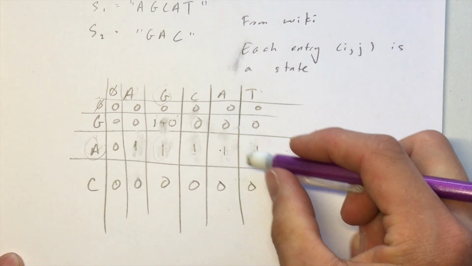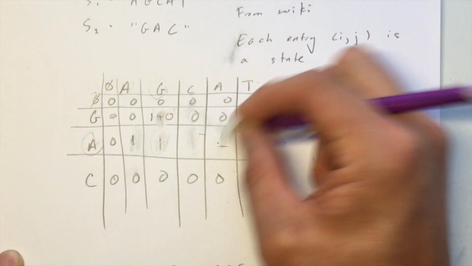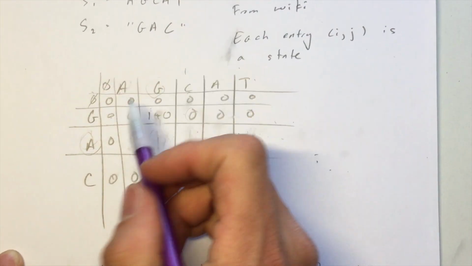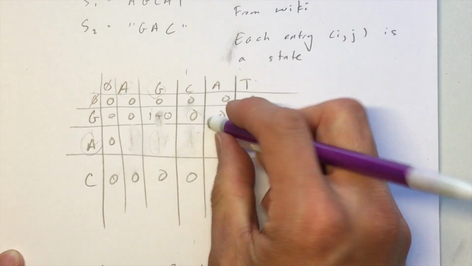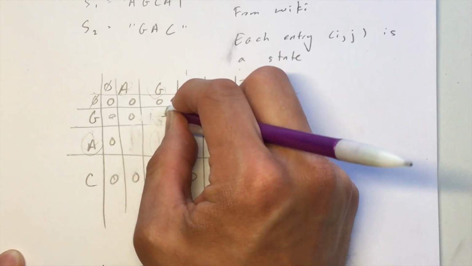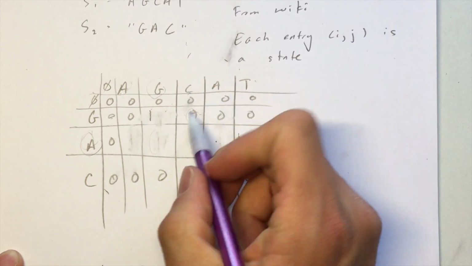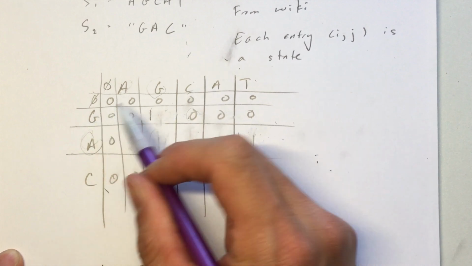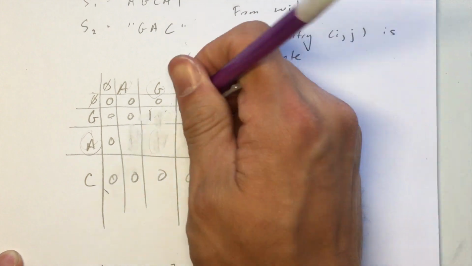Oh wait, I actually made a mistake. I made a mistake in this iteration after here because 1 plus 0 makes 1, not 0. So you've got to make sure you know you're adding. 1 plus 1 makes 0 because at this particular state, when we check C with G, they're different. So we need to take the max of this state and this state, and that should be 1.